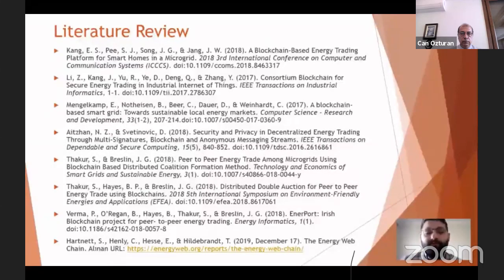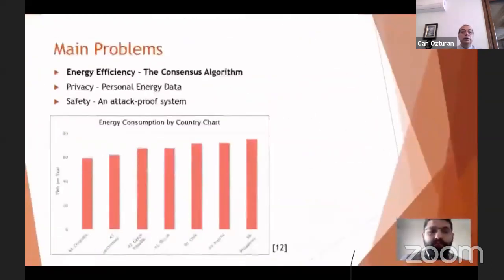And I saw that there is one project in Ireland going on to simulate a blockchain technology-based energy trading platform with real homes. And their research is expected to finish this year to show that blockchain can actually be used in a microgrid. But the main problem I realized in the literature is that the energy efficiency of the consensus algorithm was very low. As you know, Bitcoin requires a lot of energy to mine.